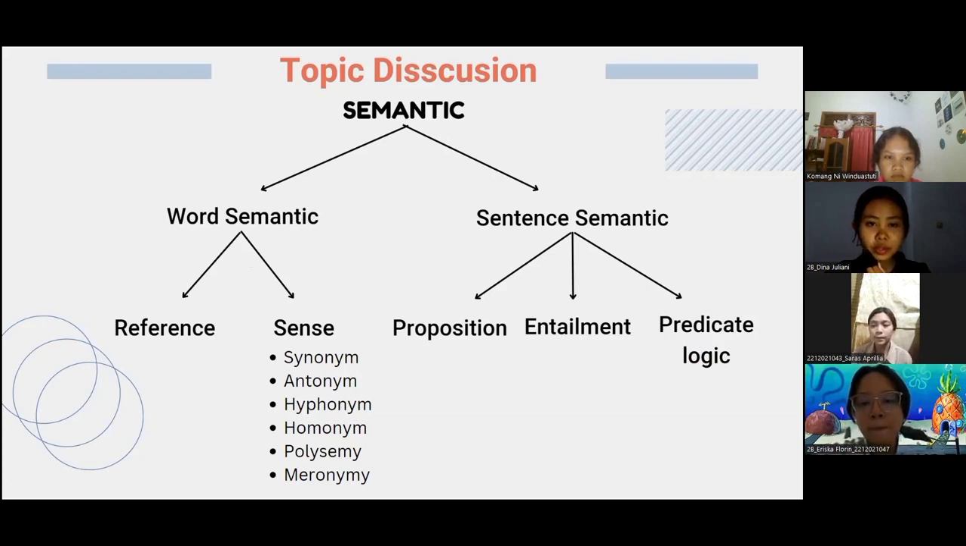Well, in this given opportunity, we have a topic discussion. Semantics consists of two branches. The first branch is word semantics, and the second branch is sentence semantics. Word semantics also consists of two branches. First is reference, and second is sense, which consists of synonym, antonym, hyponym, homonym, polysemy, and meronymy. The second branch, sentence semantics, consists of three branches. First is proposition, second is entailment, and last but not least is predicate logic.